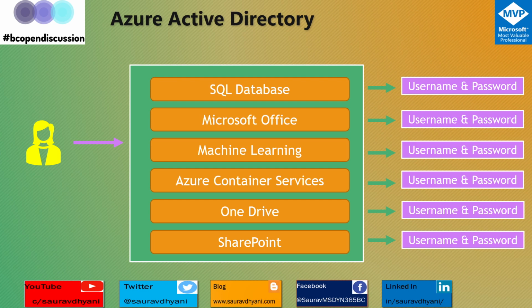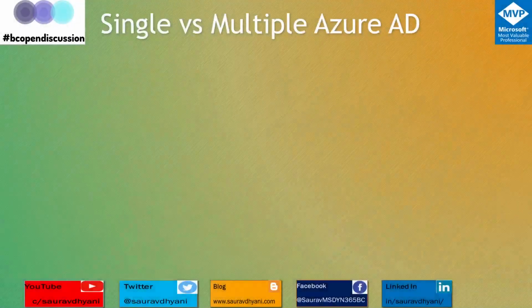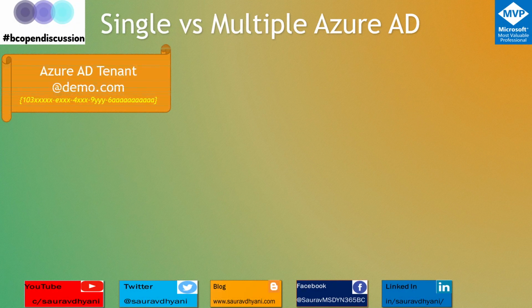So let's first understand what we mean by a single Azure AD or multiple Azure ADs, because that will be a key factor defining how your infrastructure will look like in Business Central Online. So let's take an example of a single Azure AD. You have an Azure AD tenant, and let's say all your users have their user IDs as username at demo.com, and demo.com is your Azure AD. As soon as you subscribe or start utilizing Azure AD, you get assigned a tenant.